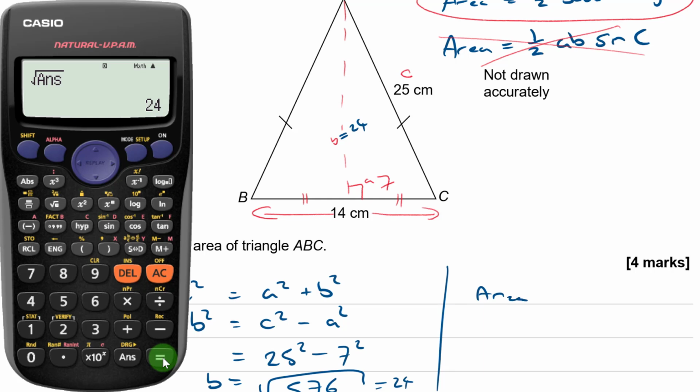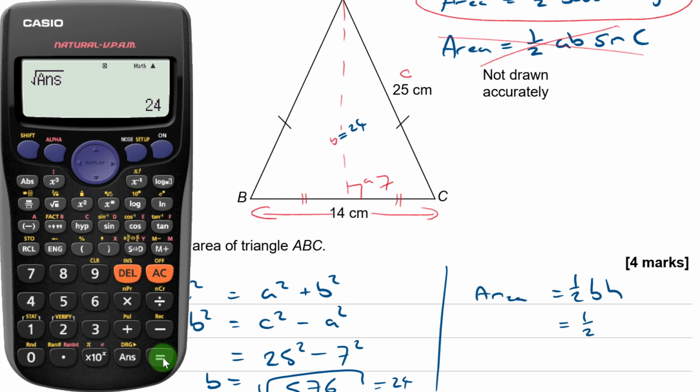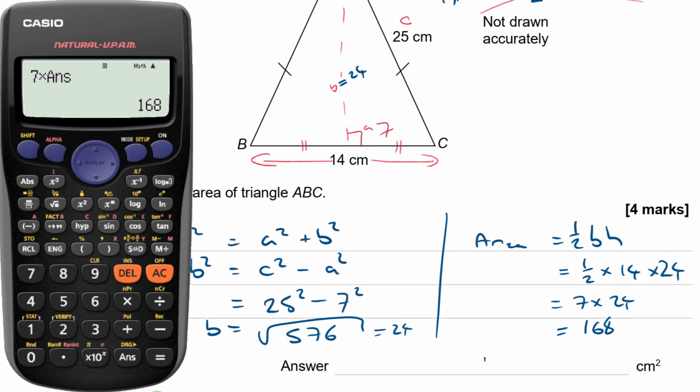Then the area is a half base height. So that's a half times 14 times 24. Half of 14 is 7. 7 24s. What's that then? According to my calculator, that's 168. So my answer is 168 centimeters squared.